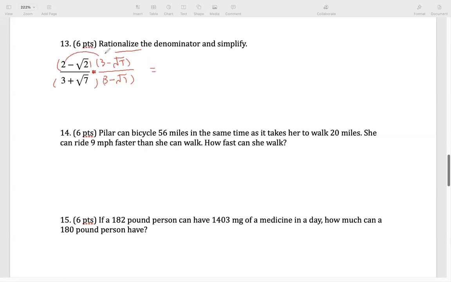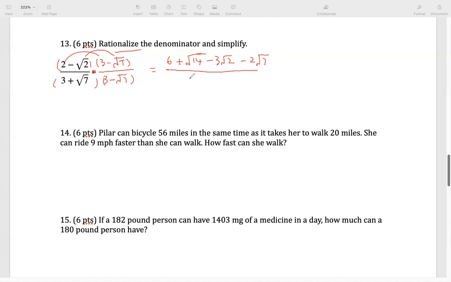In the numerator, we do 2 times 3, we get 6. Negative radical 2 times negative radical 7, that becomes positive radical 14. Then negative radical 2 times 3, that's minus 3 radical 2. Then minus 2 times minus 7, so negative 2 radical 7.